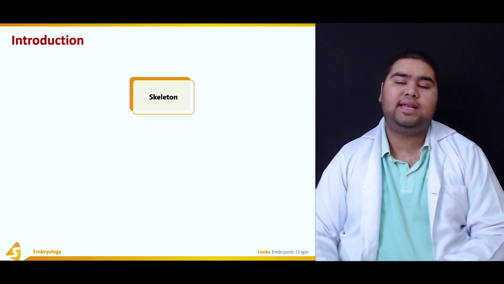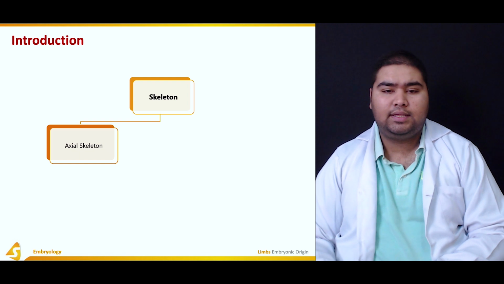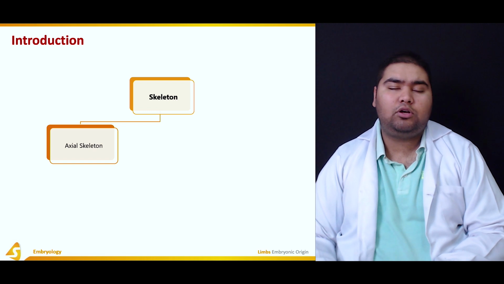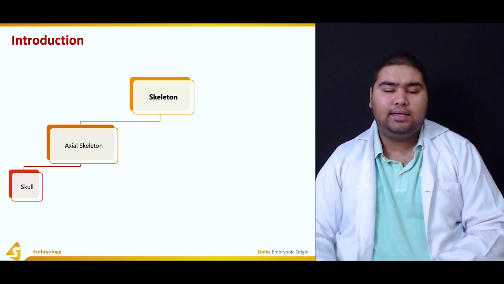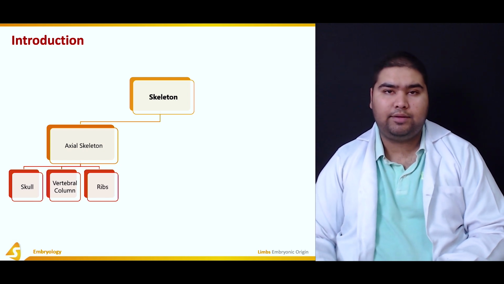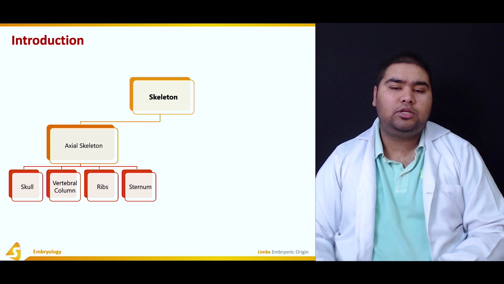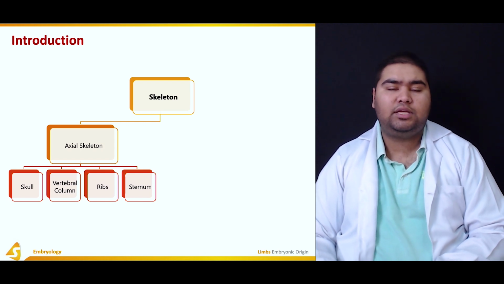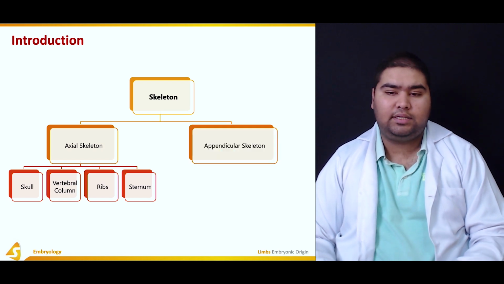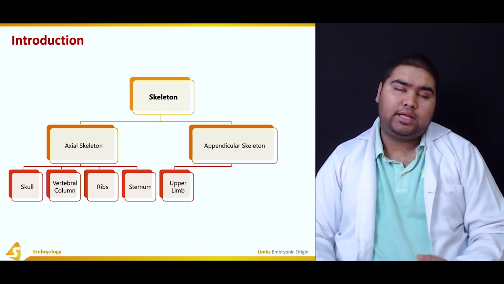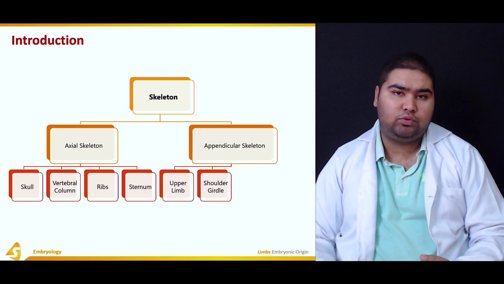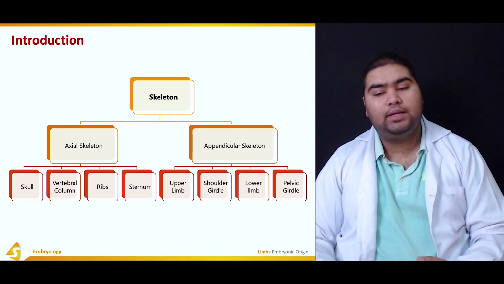So first of all, the skeleton is divided into two components, the axial skeleton and the appendicular skeleton. Let's take a look at the further components of the axial skeleton. The axial skeleton consists of the skull, the vertebral column, the ribs, and the sternum. The other part of the skeleton is the appendicular skeleton. The appendicular skeleton also has four subcomponents: the upper limb, the shoulder girdle, the lower limb, and the pelvic girdle.